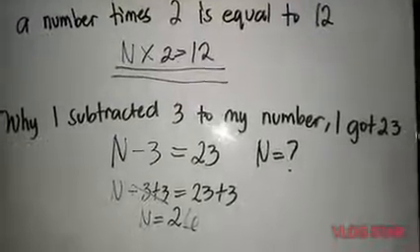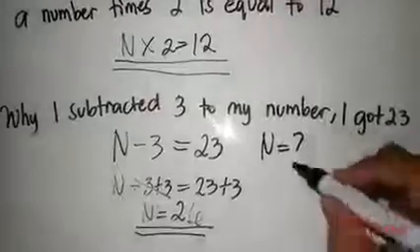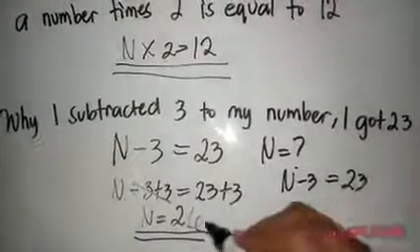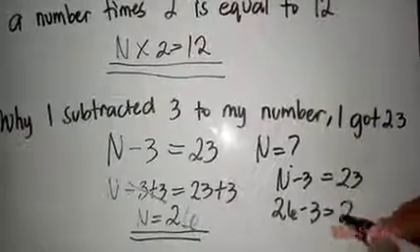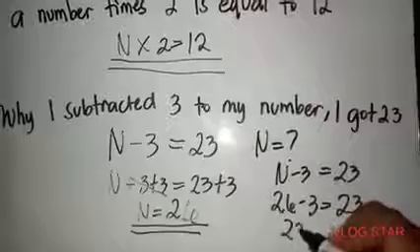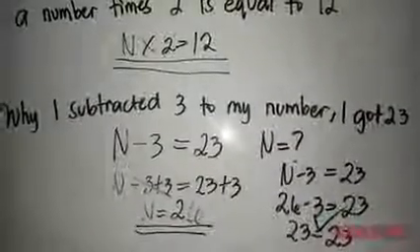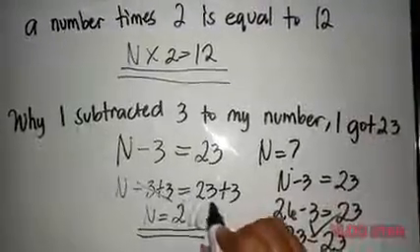Then you can check whether my answer is correct. So n minus 3 is equal to 23. The value of n, 26 minus 3 is equal to 23. 23 is equal to 23. So our answer is correct.